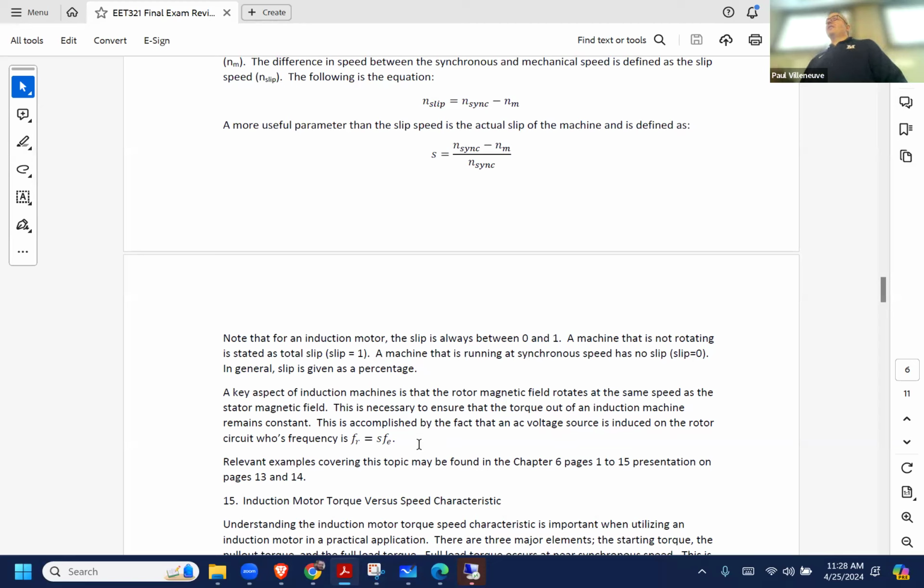And that's the difference in speed, because the rotor field is going to operate at the same speed as the stator field, which is a good thing because, again, we want constant torque. If they operated at different speeds, then we wouldn't have constant torque, which means you'd have to come up with a new design or new configuration.